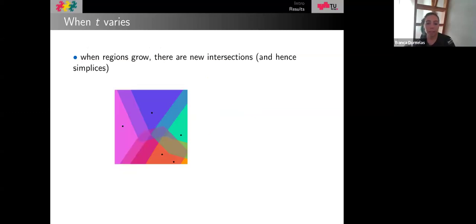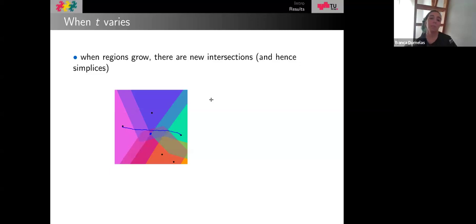And what this implies is that there are simplices involved in this variation of t. So for instance, again, in this image, we have here the first time there is an intersection between these two Voronoi regions, and this very straight line is the corresponding edge. And so that's something important that's happening when the Voronoi regions vary.